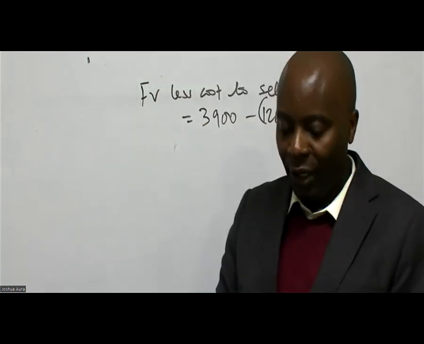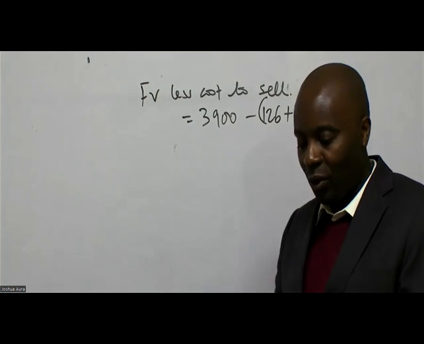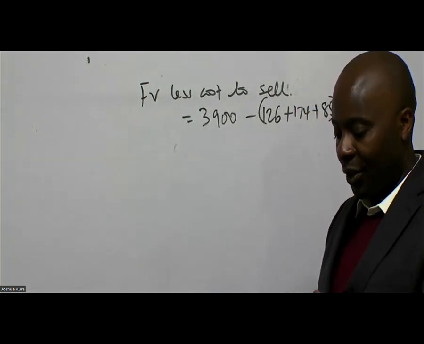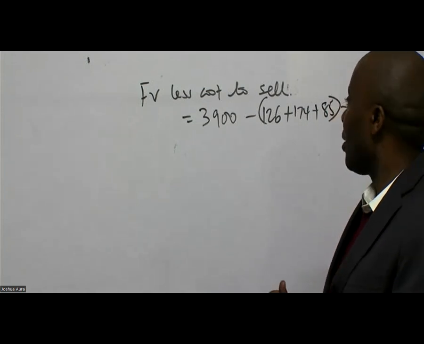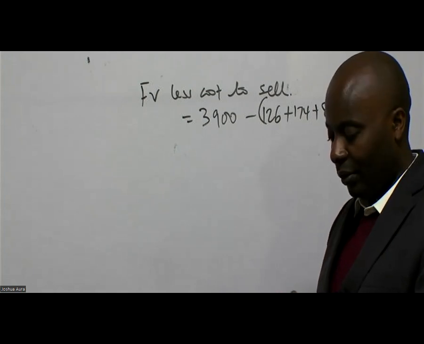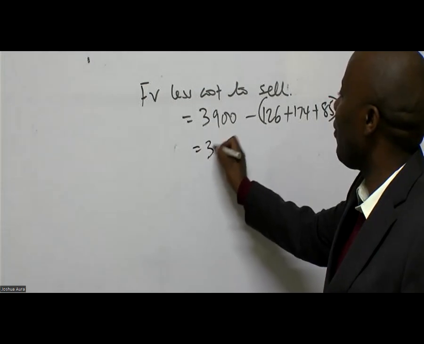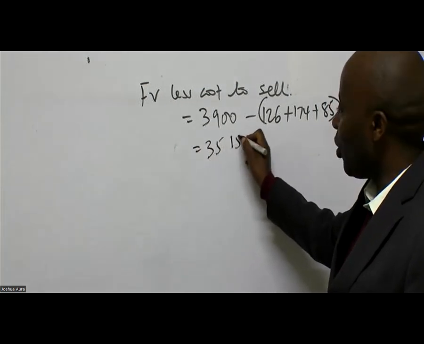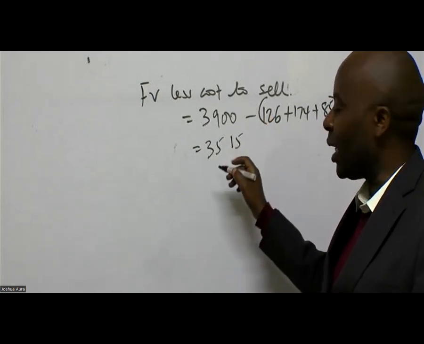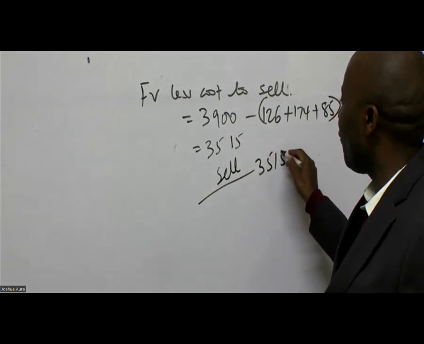So then we have fair value less cost to sell. What do we have here? We have 3,900 minus 174. So we have here 3,515. So in this case, this is the fair value less cost to sell. So if I sell this asset, this is what basically I will realize. If I sell the asset, I will realize 3,515.